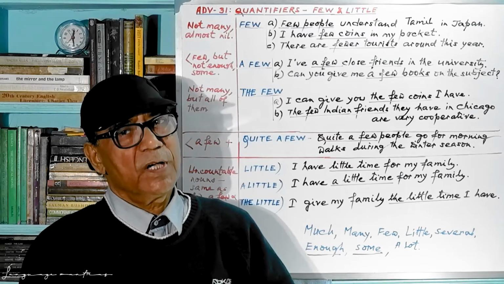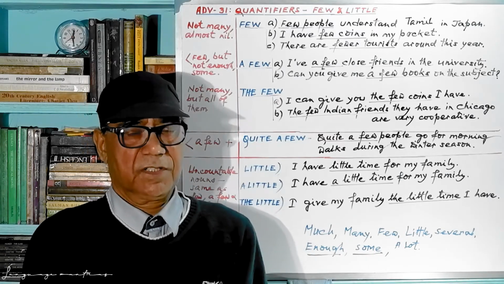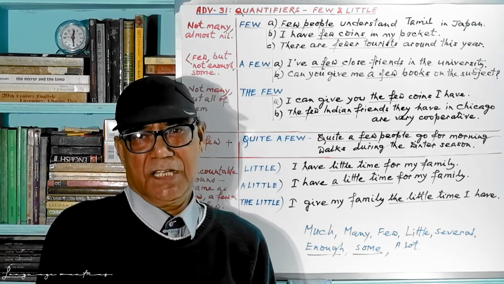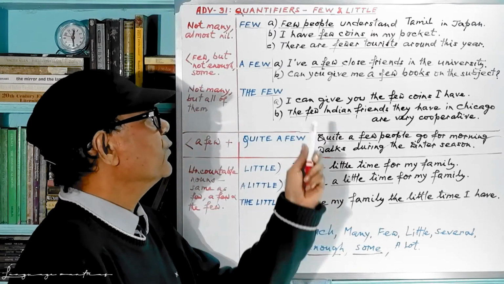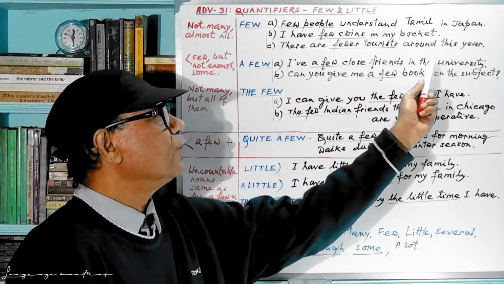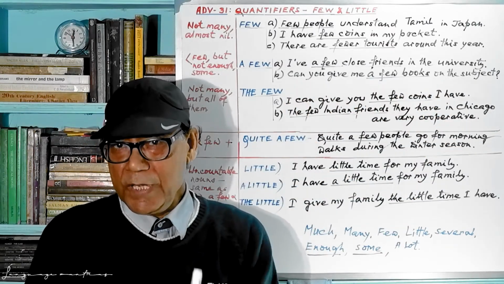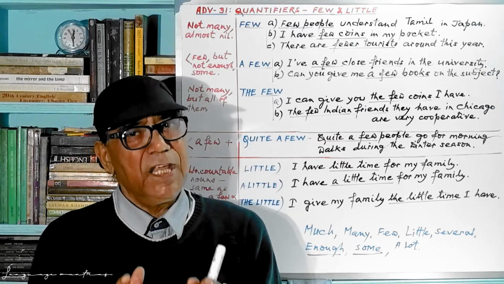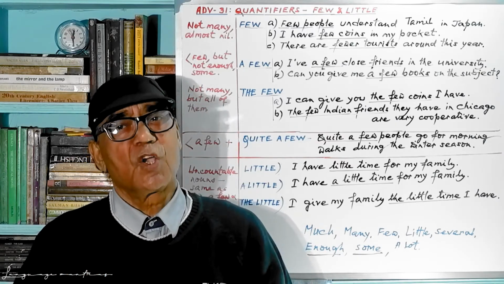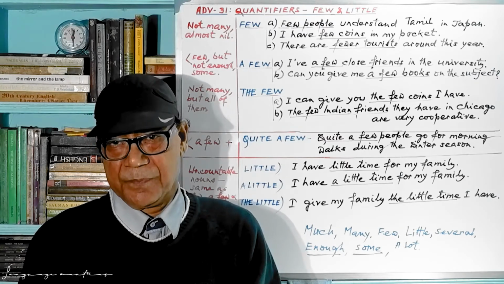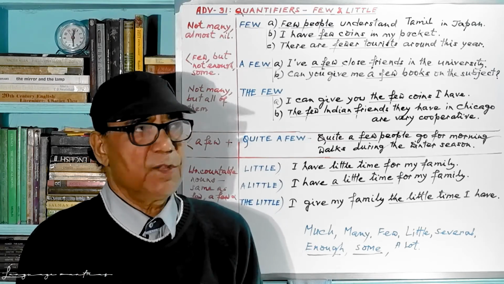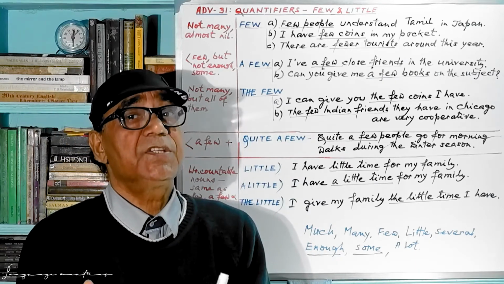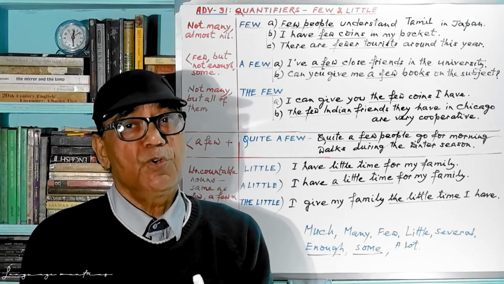So if there were, say, 1,000 tourists the previous year, and this year it is 500, then again I can use this word: there are fewer tourists around. So when you use it in comparative degree, the meaning of few may be quite a big number. So remember this one. Otherwise, normally, whenever you use few, it means almost nil.